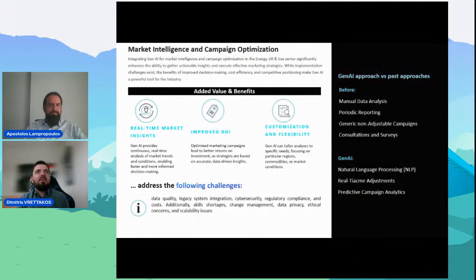I left for last the most, let's say, selling point application, right? So market intelligence, campaign optimization. The productized companies, of course, all the energy sector, is something like this. There is a need to use market intelligence capabilities in order to optimize their campaigns. And again, this is not something new. It's not that Gen AI is reinventing the wheel.